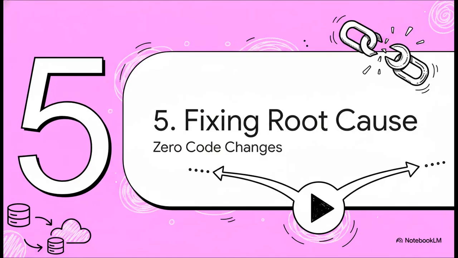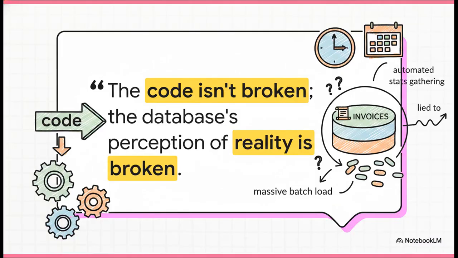Which brings us to our final part, Section 5, Fixing the Root Cause. So we've successfully diagnosed the bottleneck. And honestly, this brilliantly illustrates the best part of all this. We can prove the developer's SQL code was never actually the problem in the first place. The code isn't broken, the database's perception of reality is broken. What happened was the statistics on the invoices table were completely stale. Maybe a massive overnight batch load had just finished, dumping hundreds of thousands of records in, and the automated stats gathering just hadn't run yet. The optimizer was simply lied to.